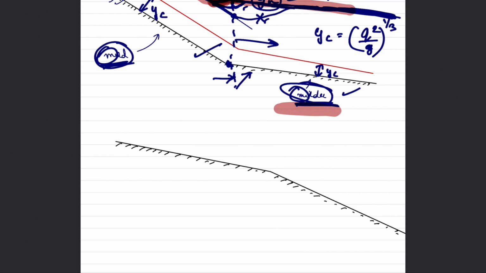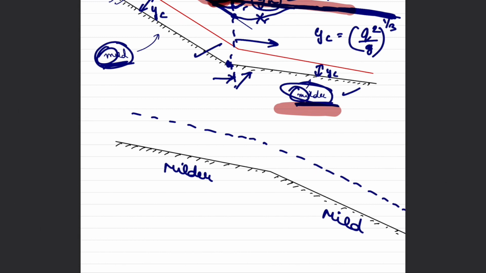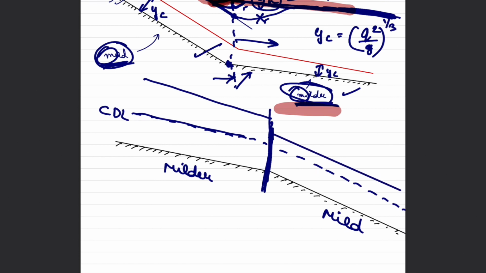Let us say that now we have exactly the opposite scenario, that we have a milder slope followed by a mild slope, and this is some critical depth line here, CDL again. So this corresponds to the transition point at this kink, or wherever there is a change in slope. We say this is the critical depth line. Also, for this milder slope, our normal depth of flow is going to be a little higher. For the mild slope, normal depth of flow is going to be a little lower.